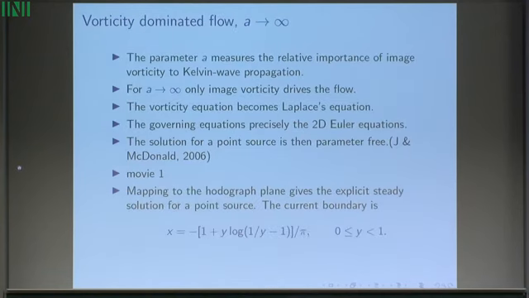So let's have a look at the vorticity-dominated flow. Let A go to infinity. As we said, the vorticity equation just becomes Laplace's equation. The governing equations are precisely the 2D Euler. And you can get a parameter-free solution for the outflow. So let me show you, just to remind me to show you a movie.